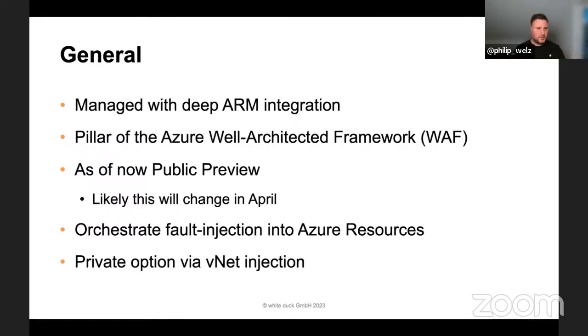As of today, it's in public preview since, I think, November 2021, but I think they announced it will change in April. At the moment, there's also no pricing available, so let's see what will come there. There will be pay-as-you-go pricing on experiment execution, I think they wrote, but we will have to see. Basically, Chaos Studio orchestrates fault injection into Azure resources, simply said. We also have a private option to work with private resources via VNet injection. So as I said, it's a deep integration with Azure and ARM.